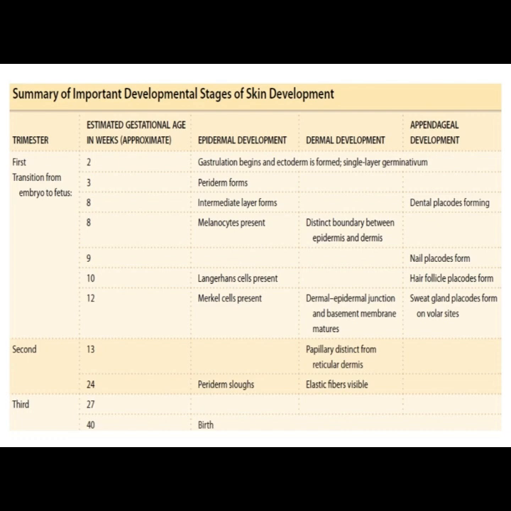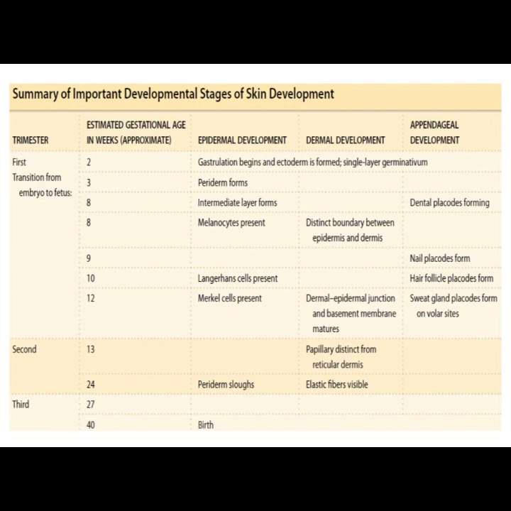Appendages, dental placodes start forming, precursors to teeth. 9 to 10 weeks. Appendages, nail and hair follicle placodes form. Epidermis, Langerhans cells become present. 12 weeks. Epidermis, Merkel cells are present. Dermis, dermal epidermal junction and basement membrane mature. Appendages, sweat gland placodes form on volar palmar and plantar sites.